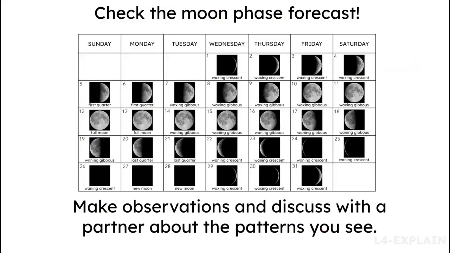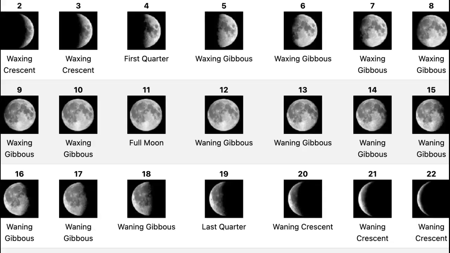During the discussion, you'll bring up a local weather page or moon phase calendar that shows the forecast for the next 10 days or 2 weeks. You'll have students make observations and discuss with a partner about the patterns they see.